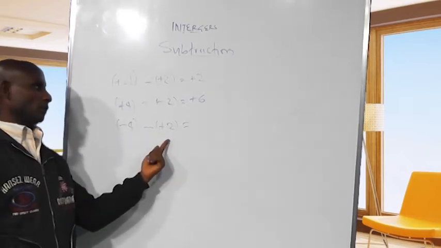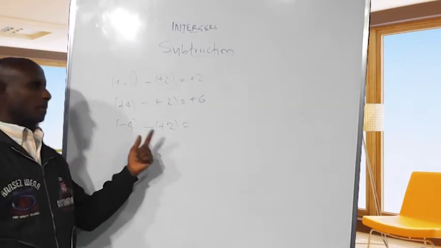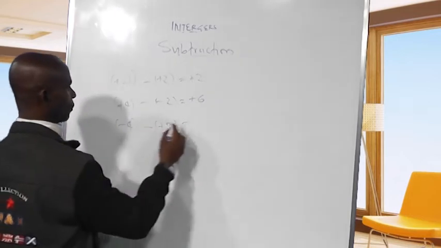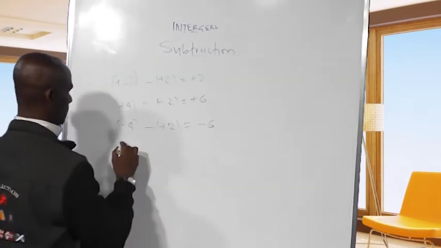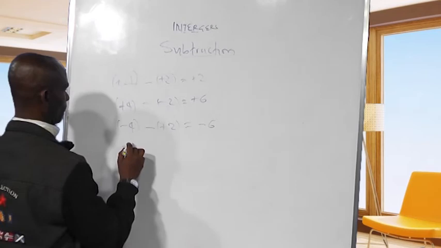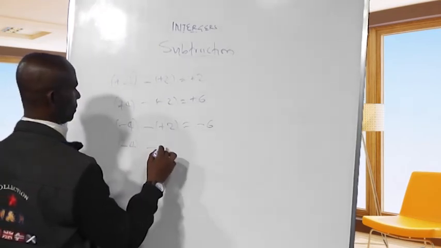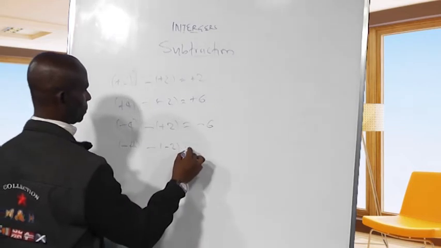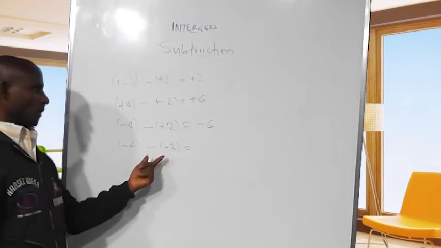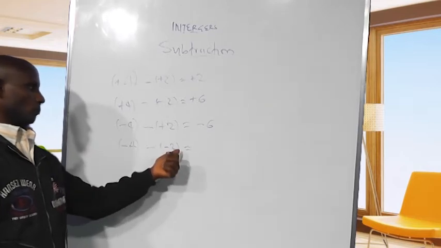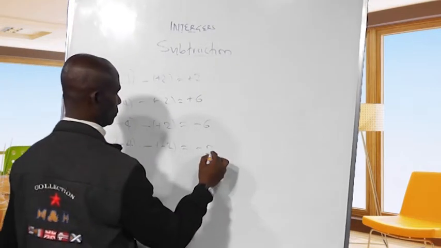a minus from a positive, and the minus here is bigger and the positive here is small. So what do we have? When we have minus this, it becomes minus 6. Minus 4 minus minus 2. These two minus signs become plus, and we have minus 4 plus 2. Our answer becomes minus 2.